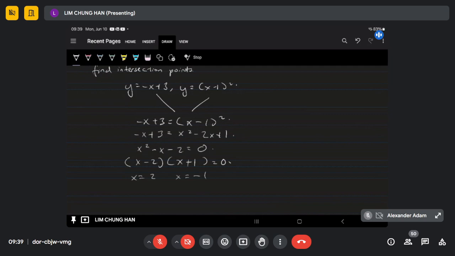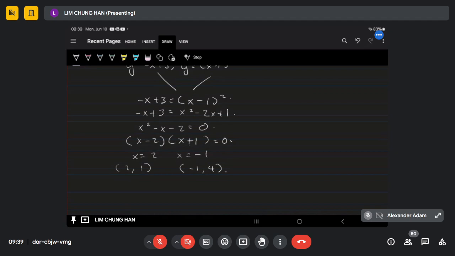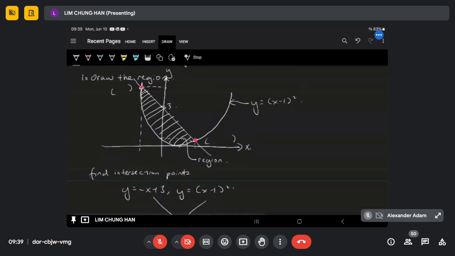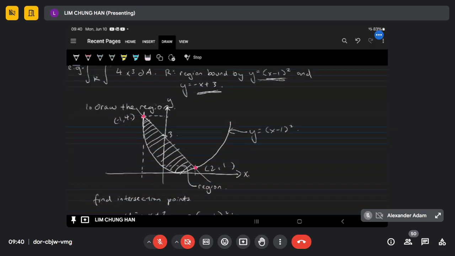Therefore, what are your intersection points? 2, 1 and negative 1, 4. Okay, you work this out yourself. You try to find the intersection points yourself. I'm giving you the answer now. It's these two points. You learn how to do this yourself. So basically 2, 1 and negative 1, 4. So this must be 2, 1, and that must be negative 1, 4 up there. So now you have your intersection points. Next.